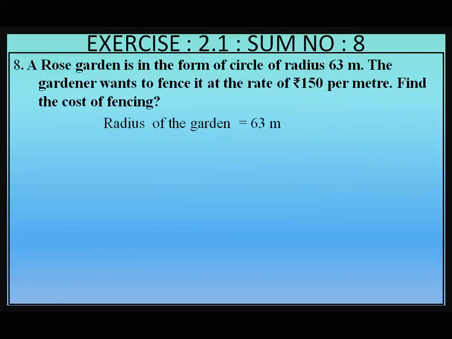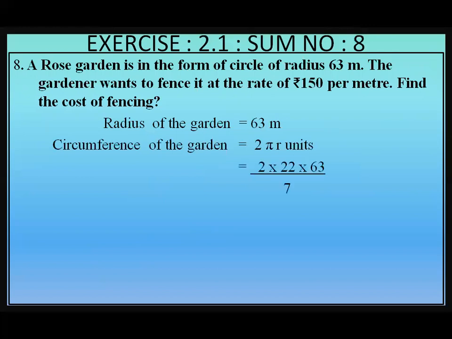A rose garden is in the form of a circle of radius 63 meters. The gardener wants to fence it at the rate of 150 per meter. Find the cost of fencing. So when it is fencing, fencing is done only around the ground or the garden. So here for fencing, you have to find the circumference of the garden. So let's find the circumference of the garden using the formula 2 pi r units.